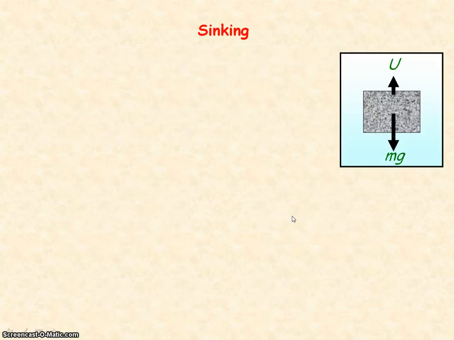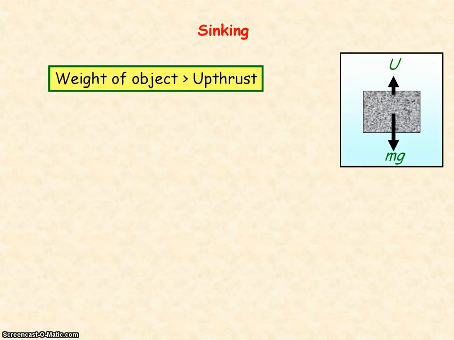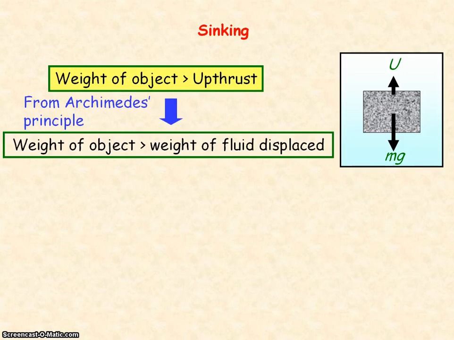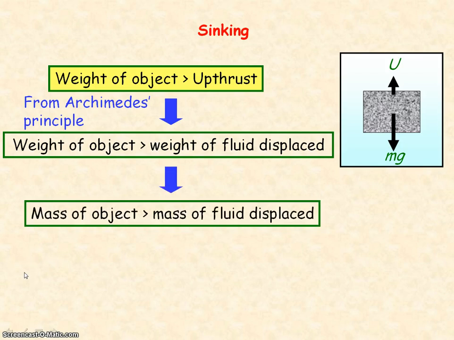And finally, if we consider an object that is sinking in a fluid, then that means that the weight of the object must be greater than the upthrust. And we know from Archimedes' principle that upthrust equals the weight of the fluid that's been displaced. So for an object that is sinking, the weight of the object must be greater than the weight of the fluid displaced, which means that the mass of the object must be greater than the mass of the fluid that has been displaced.